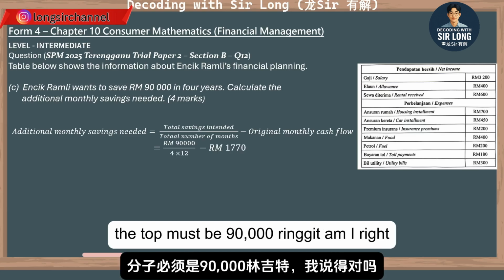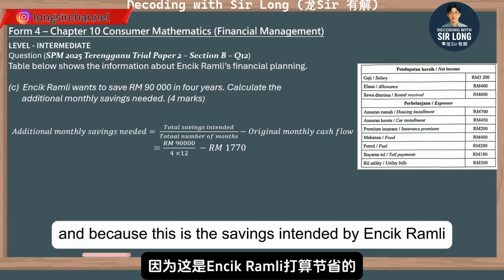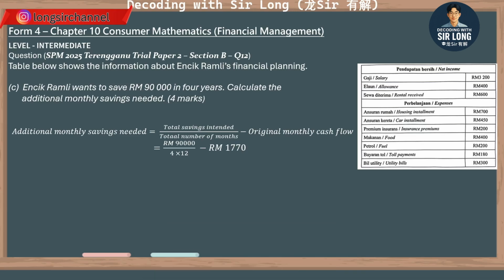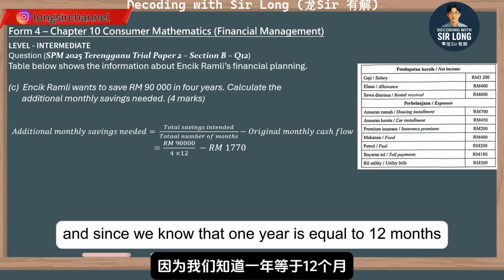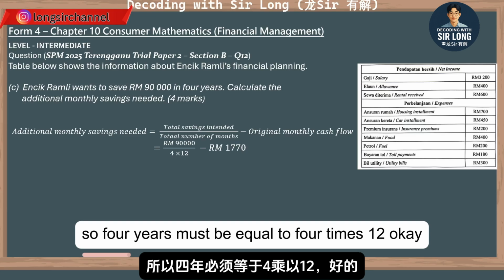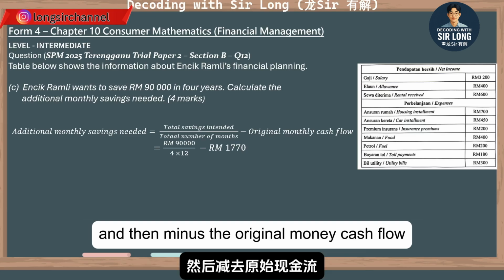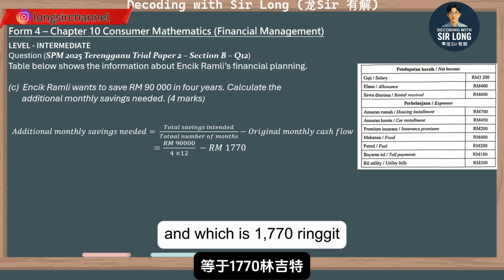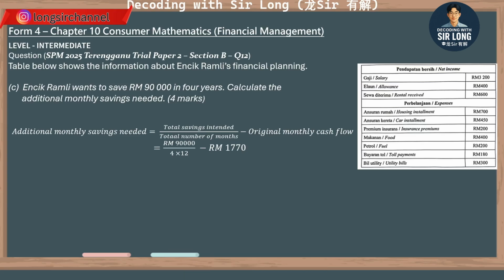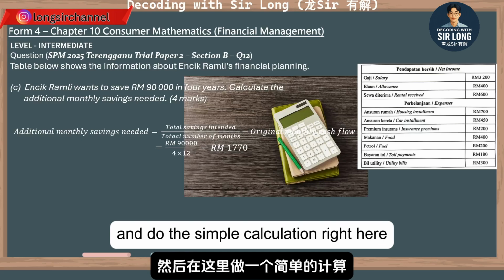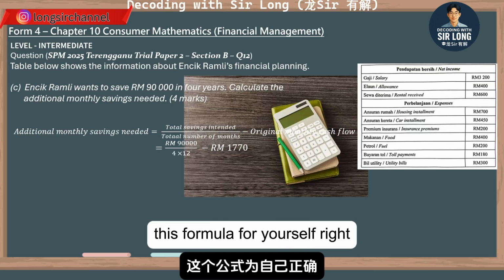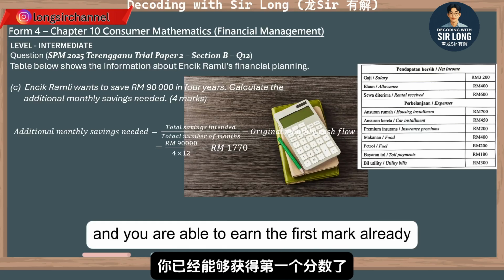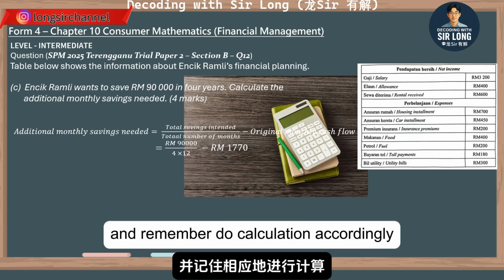Okay, the top must be 90,000 ringgit, am I right? Because this is the savings intended by Encik Ramli based on this question. And then divided by the total number of months. Since we know that 1 year is equal to 12 months, right, 4 years must be equal to 4 times 12. Okay, and then minus the original money cash flow, which is 1,770 ringgit. Please take out a calculator again and do the simple calculation right here. As long as you are able to set this formula for yourself, you are able to earn the first mark already, and remember to do the calculation accordingly.